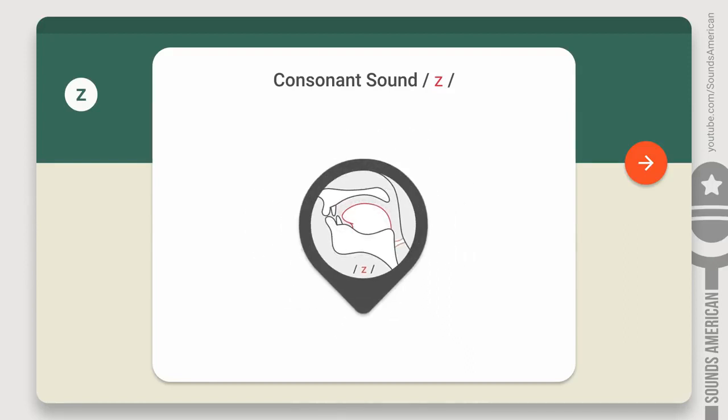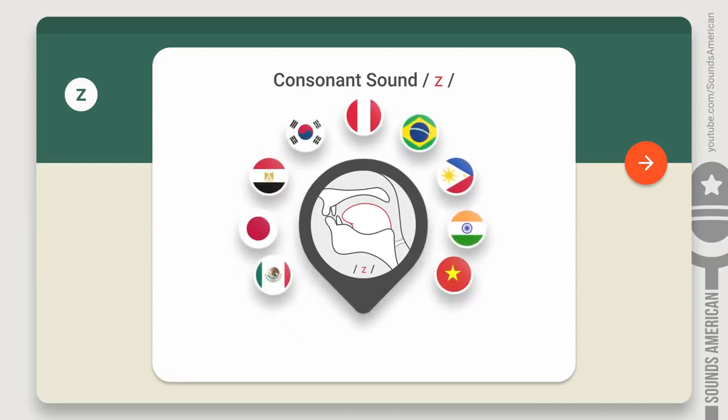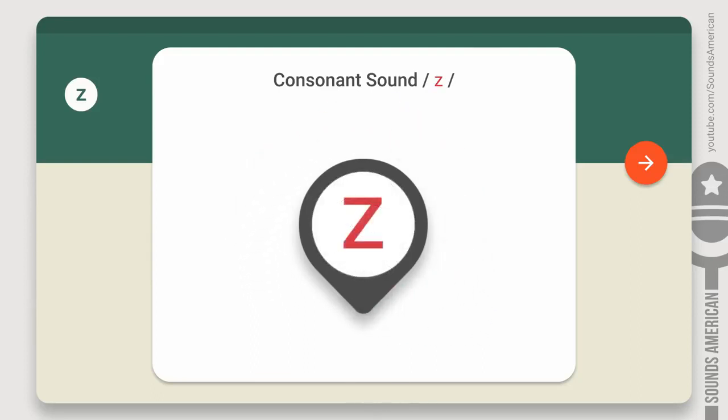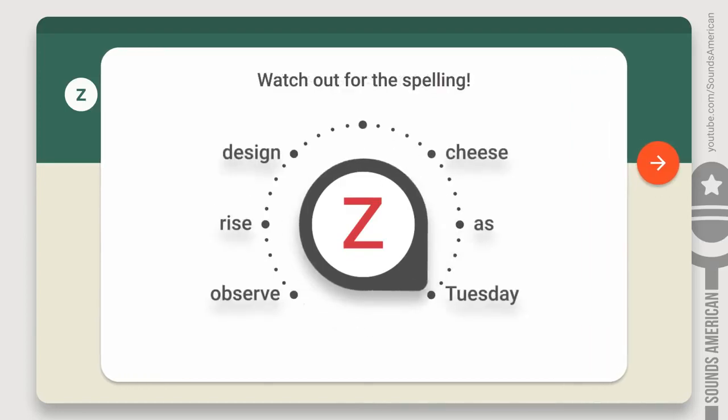The Z sound exists in many languages, so usually non-native speakers think of the Z as an easy sound to make. However, many people still mispronounce it. Why? First of all, this sound is not always represented by the letter Z, and this can often be a problem. Take a look at these words.